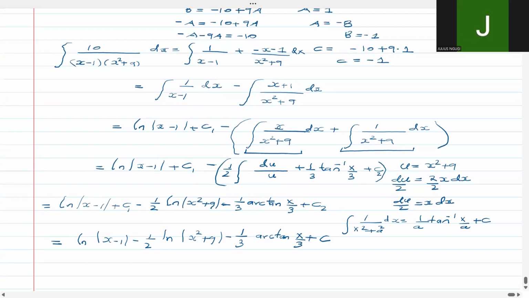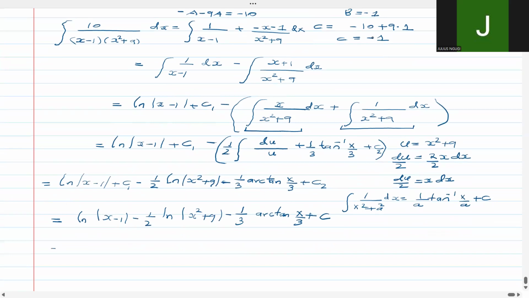That should be the answer, but you can simplify using the properties of natural logarithm. So we have natural log of x minus 1 divided by the square root of x squared plus 9, then minus a third arctan of x over 3, plus a constant c. That's the end of the recitation for the review quiz 3.